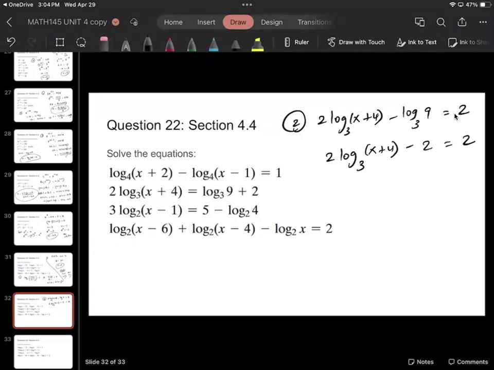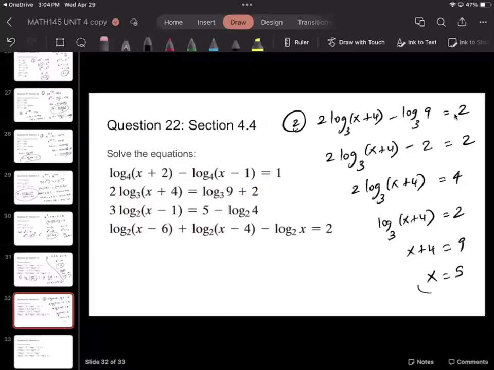So I add 2 to both sides and I get this. Divide by 2, I get this. Then I convert it into the exponential form. 3 squared is 9. I subtract, I get x equals 5. Check. The only term with the variable, the argument x plus 4. 5 plus 4 is a positive number, so I'm good.